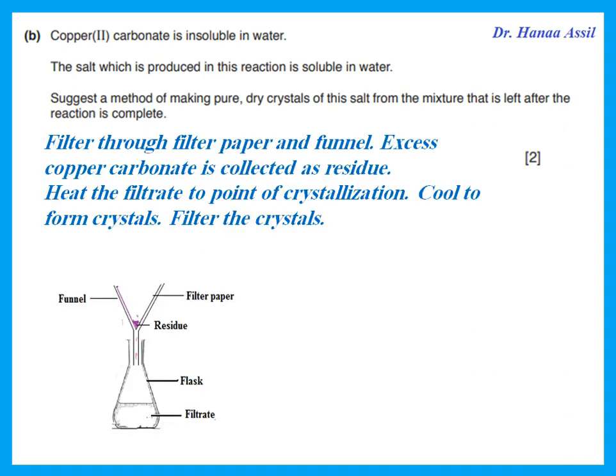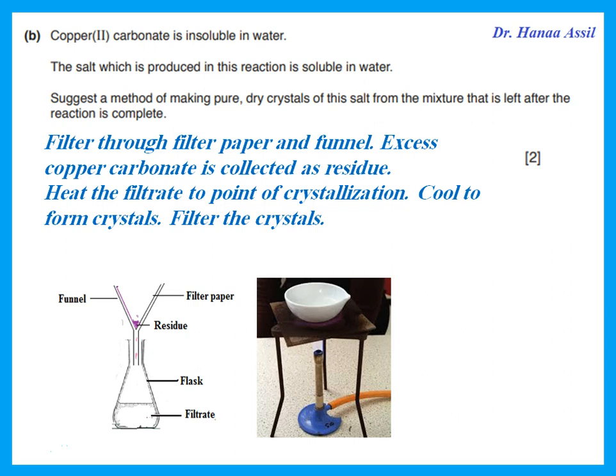So first I need to filter through filter paper and funnel in order to get rid of the excess copper carbonate. Then I need to take the filtrate and heat to the point of crystallization. Then I need to cool after heating in order to form crystals, and then we filter the crystals. So this is how we prepare a salt when starting with excess solid plus acid.